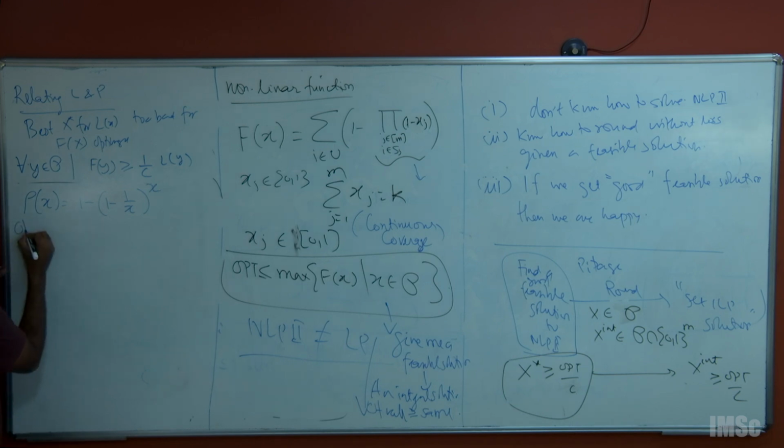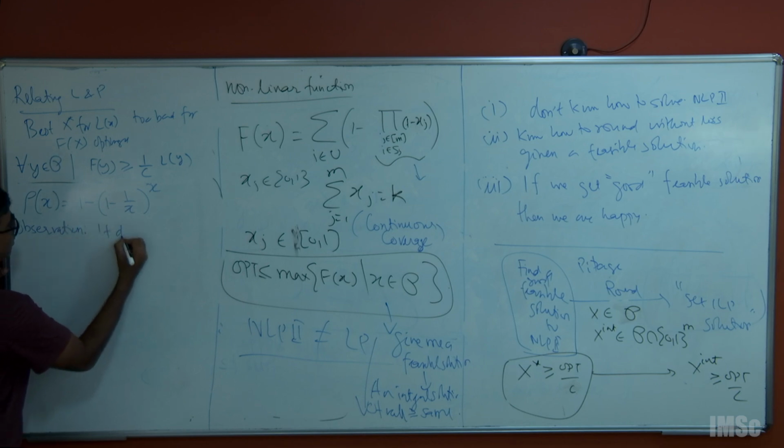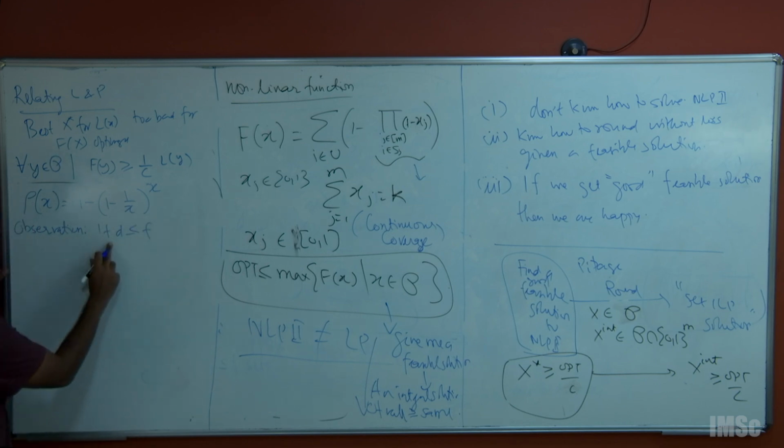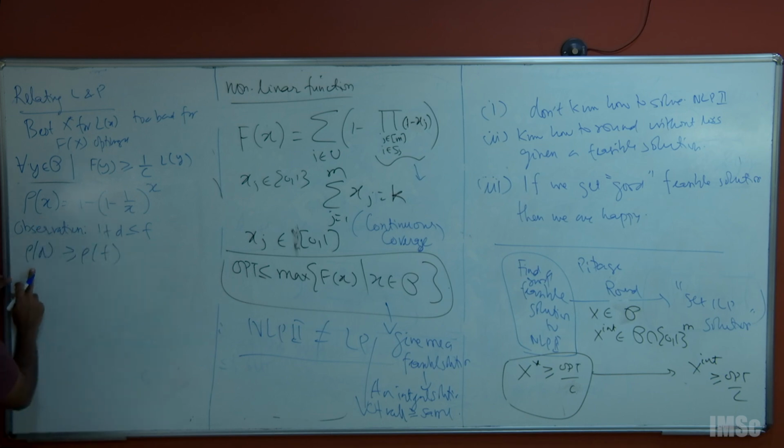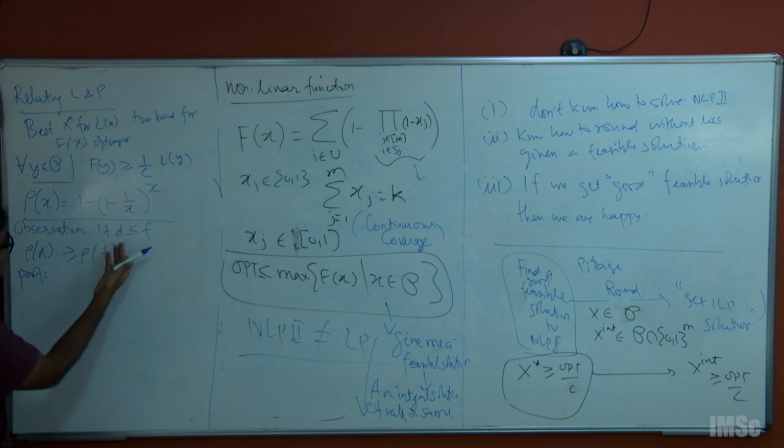Now the first observation is, notice, if d is less than or equal to f, then rho of d is greater than or equal to rho of f. Do you agree with this? If this is my function, then rho of d is greater than or equal to rho of f, where d and f are some two numbers. Here's a simple proof.